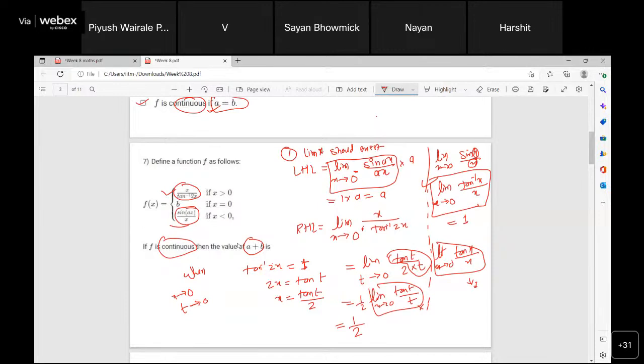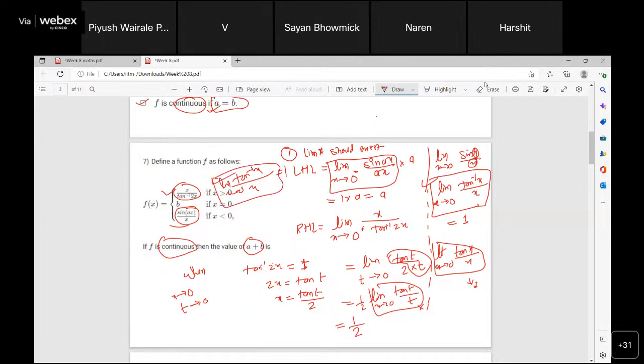Your pointer is not visible, sir. So tan inverse function. Sine, cos, tan, all those things we explained, sir, but tan inverse means what? This is an inverse trigonometric function. We are not aware of it. Even if you don't know that, the question will mention that you can use this property: tan inverse of x upon x, limit x tends to 0, equals 1.